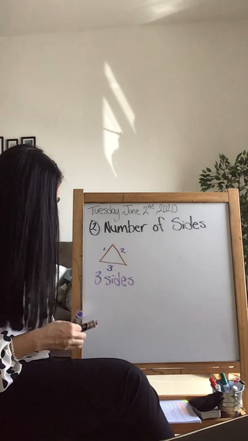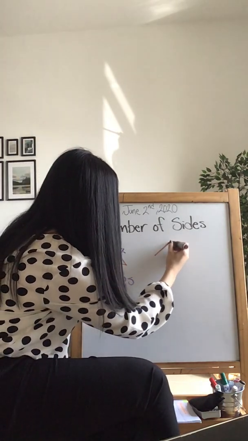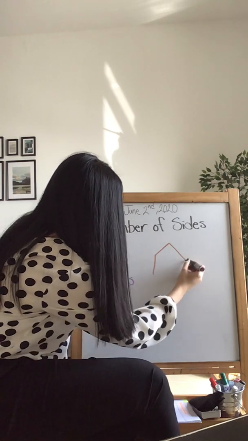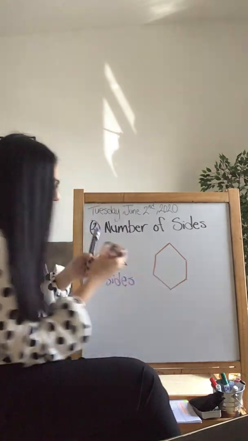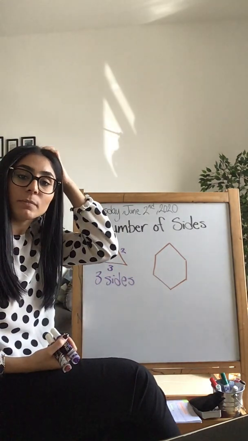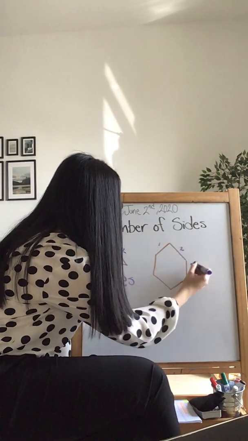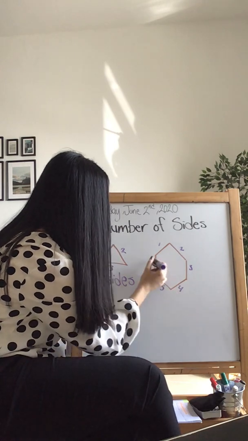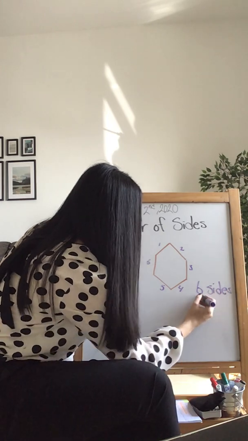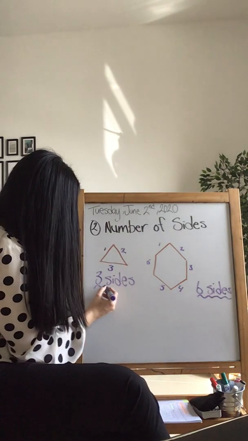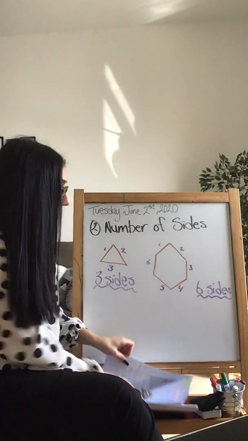Right? Easy enough. If I had maybe another shape, and tomorrow we're going to look at all the different types of shapes. But this time, I'm going to say 1, 2, 3, 4, 5, 6. This has 6 sides. So this one's super easy, right? You literally just count the different sides.